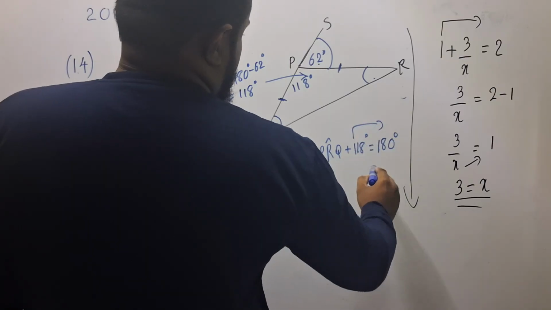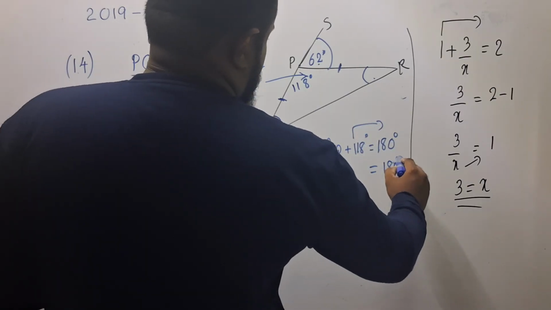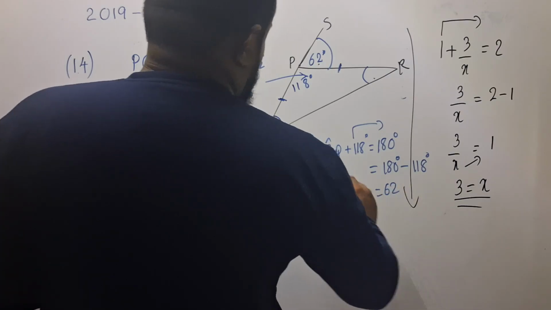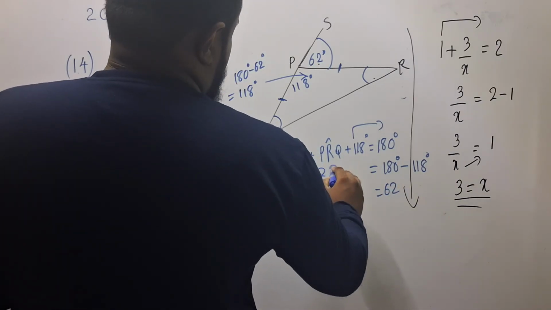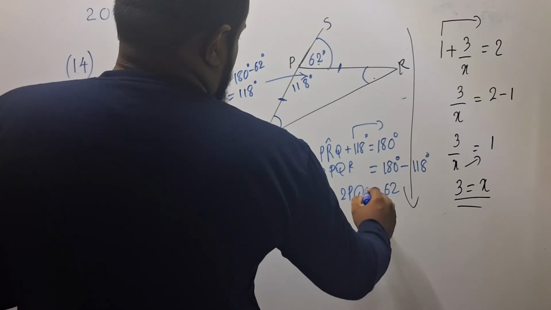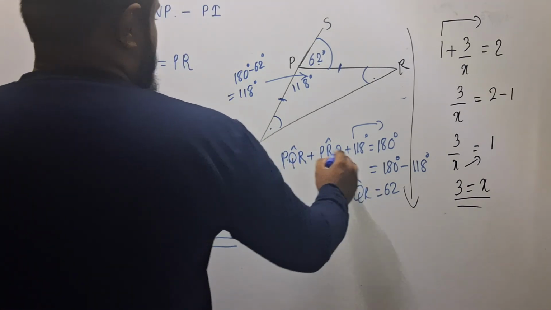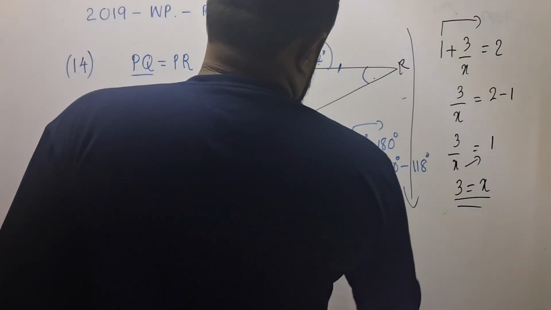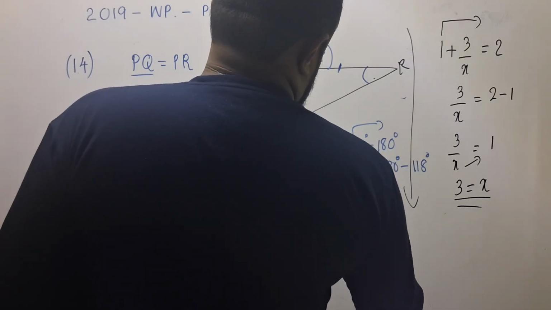Now take this 118 to this side. 180 minus 118 equals 62. This sum can be written as 2 PQR, because PQR is equal to PRQ. Then you divide by 2. Then you can find PQR equals 31.